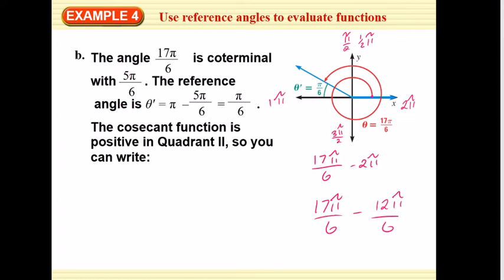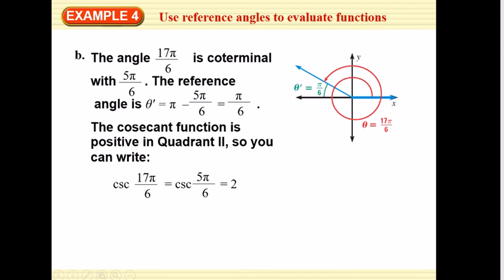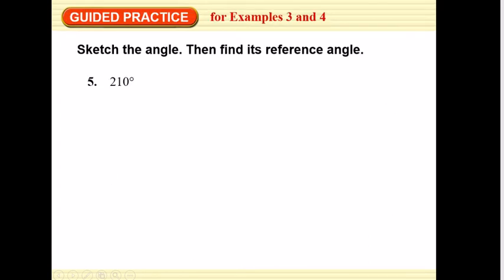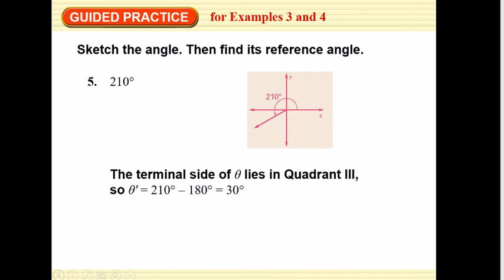So if I were to look at all students take calculus, I know that the sine is going to be positive, so that makes the cosecant positive as well. So the cosecant of 17 pi over 6 is the exact same, it is going to be positive, as the cosecant of 5 pi over 6, which is going to equal 2. All right, so sketch the angle and find the reference angle. Here's some guided practice. Feel free to pause the video and some solutions will pop up in a couple of seconds.